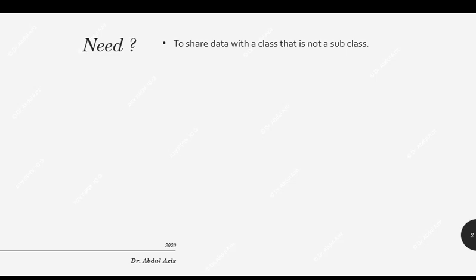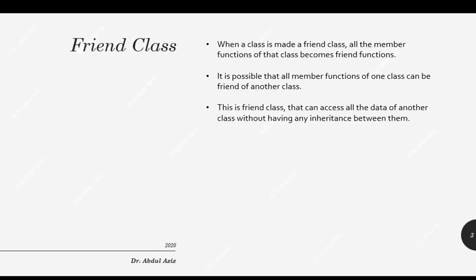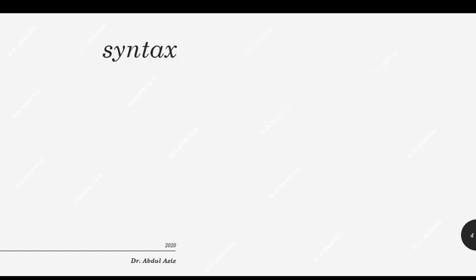In my previous lecture, we discussed the friend function, and in this lecture, we are going to focus on friend classes. Similar to a friend function, a class can also be made a friend of another class by using the keyword friend.